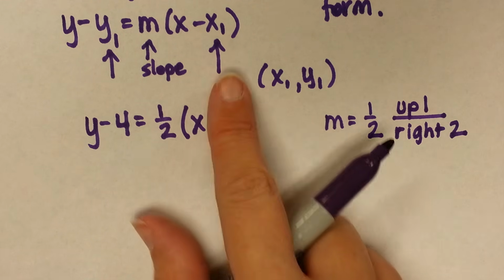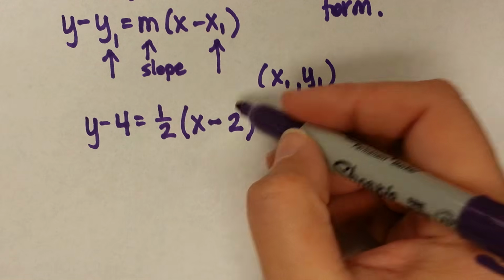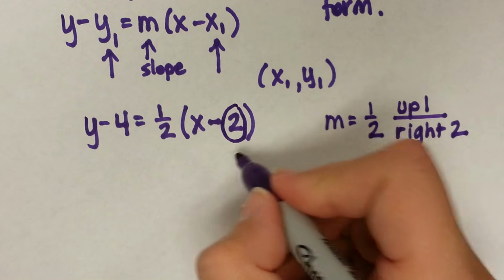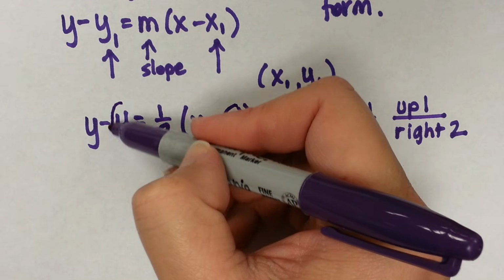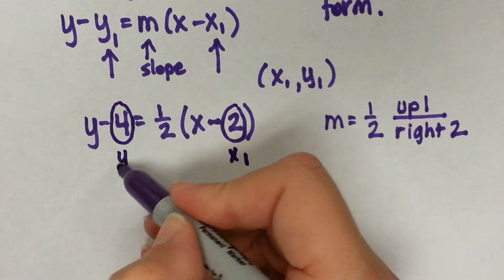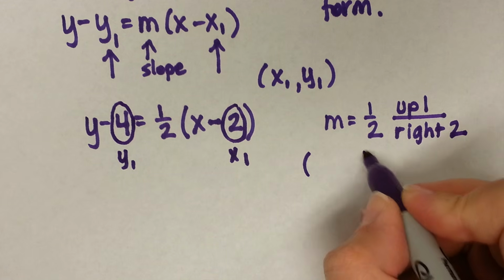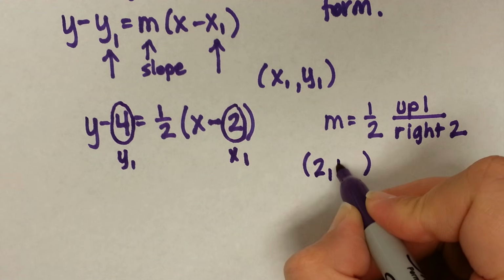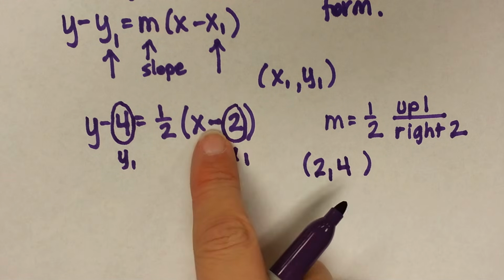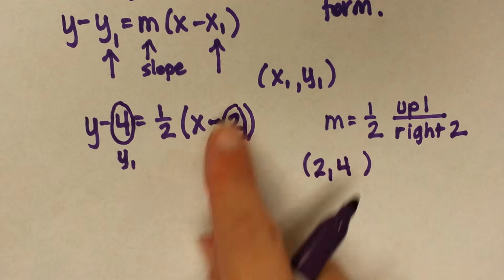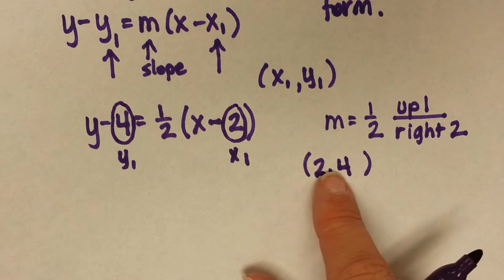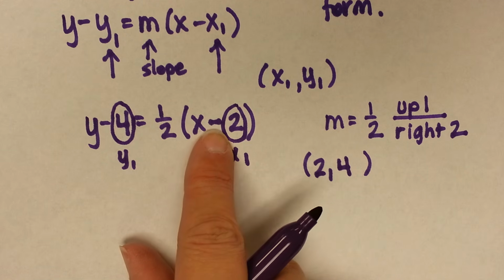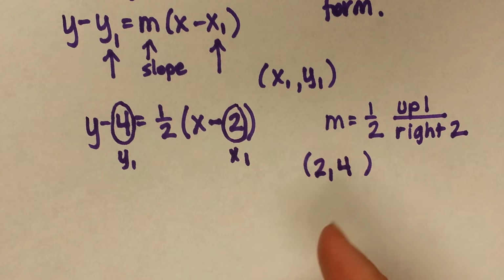So our x1 follows the minus sign, so we have a 2 for our x1. And our y1 also follows a minus sign, so we have a 4 for our y1. So our point is (2, 4). It's just the opposite of how it appears here on the page. Where you see minus 2, we're going to just put a 2. Where you see minus 4, we're going to put a positive 4. If this was a positive 2, it would be just the opposite. We would write negative 2.